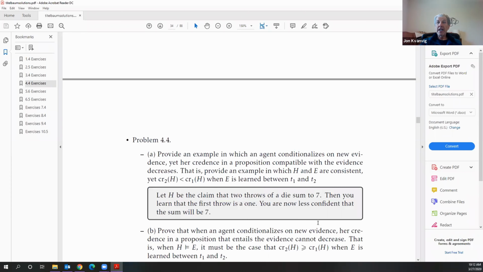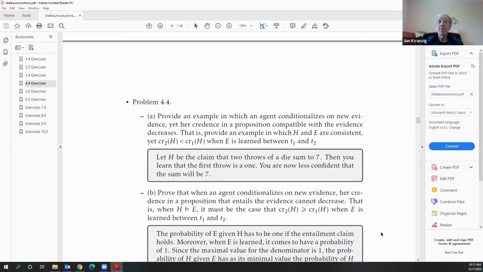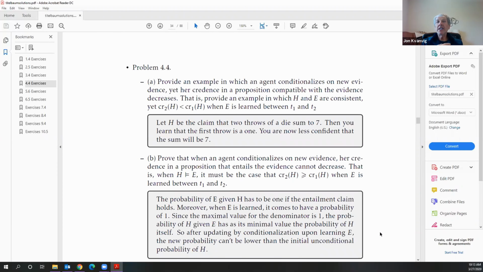Prove that when an agent conditionalizes on new evidence, her credence in a proposition that entails the evidence can't decrease. That is, when H entails E, it must be the case that the later credence is at least as high as the earlier credence when E is what is learned between the 2 times. Okay, the probability of E given H has to be 1 if the entailment claim holds. Moreover, when E is learned, it comes to have a probability of 1. Now, the maximal value for the denominator is 1.